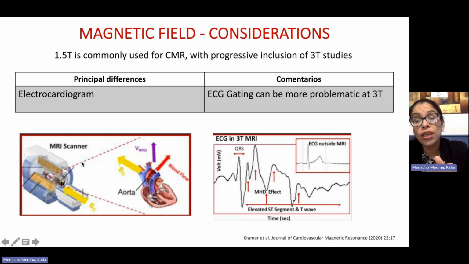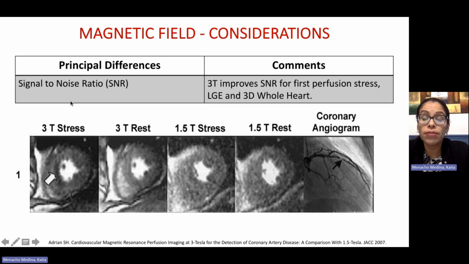and there can be a distortion of the image. Usually it starts with changes of the ST segment and T wave that can become taller and wider, but then at the highest effect, you can also see an alteration of the QRS. So this is something that is more noticeable in 3 Tesla, and you have to remember that due to the hydrodynamic effect.